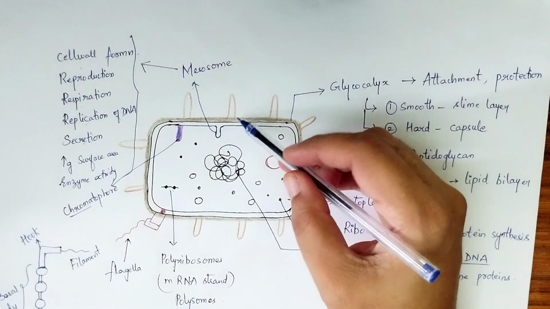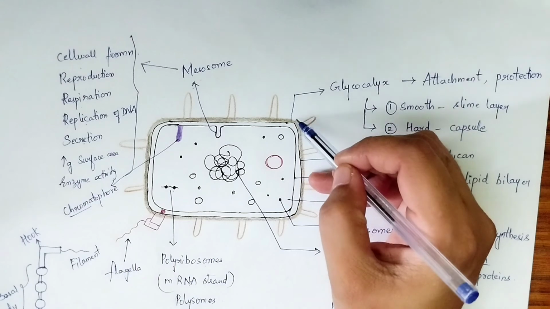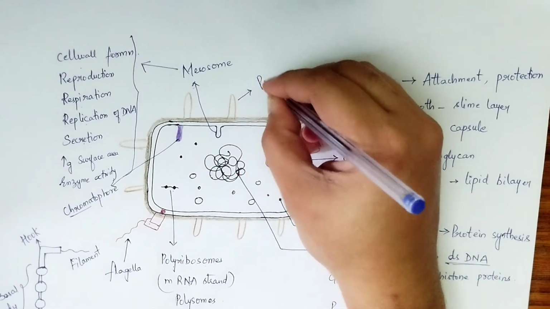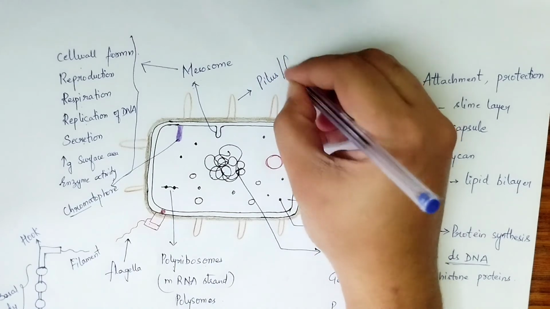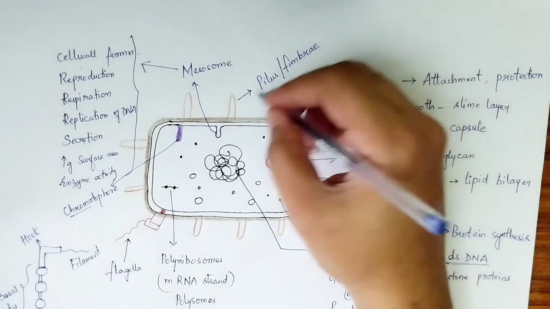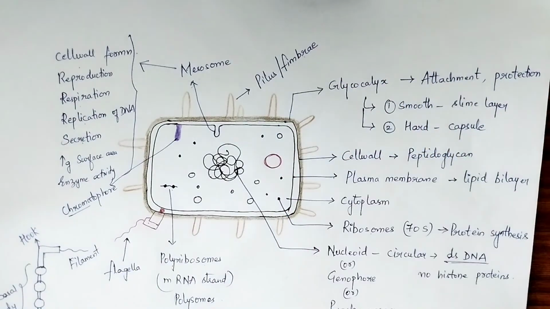Moving on to the structures apart from the flagella, you can see protrusions outside which are attached to the glycocalyx. These are called pilus, or we can say fimbriae. These pilus or fimbriae are very long in structure and few in number.